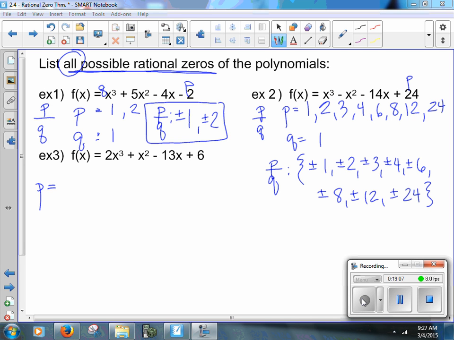Example 3. Here we go. 2x cubed plus x squared minus 13x plus 6. Which term is the P term? The last one. What are the factors of 6? 1, 2, 3, and 6. You can't leave any of them out. Q this time, 1 and 2.